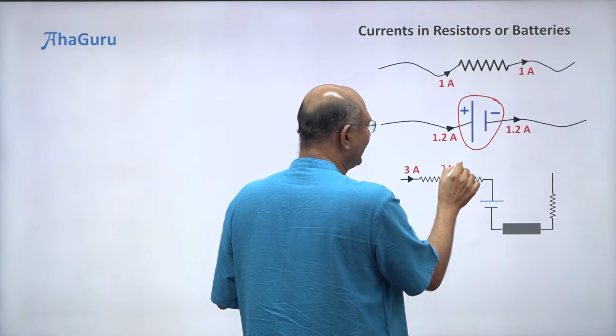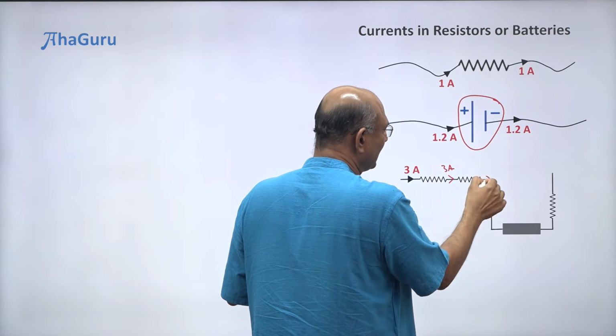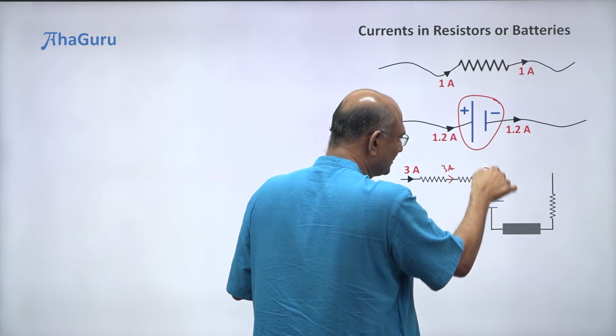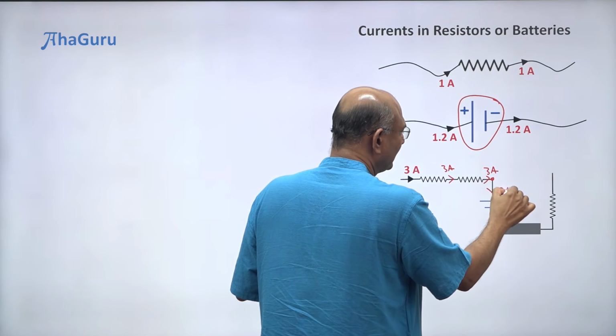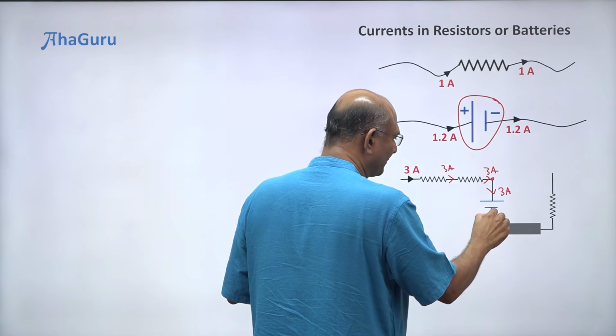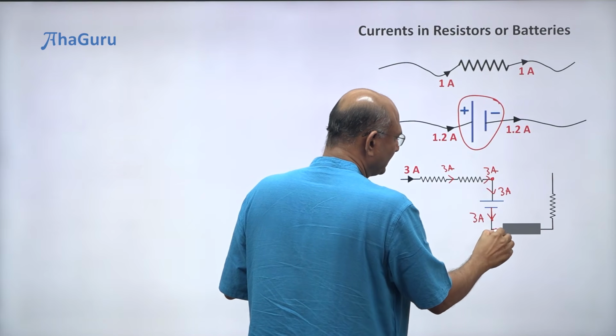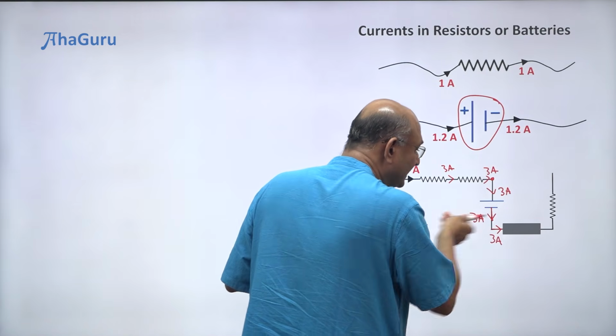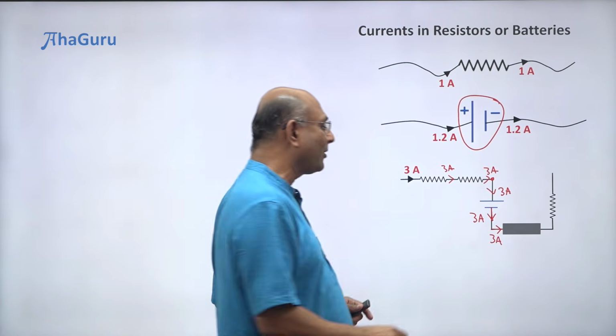So this must be 3 amperes. What enters this resistor must come out. So this must be 3 amperes. If you take this junction, 3 comes in. So 3 must go down like that. 3 comes into the battery, so must come out of the battery. Similarly, there is 3 amperes entering this black box and 3 amperes must come out of the black box.